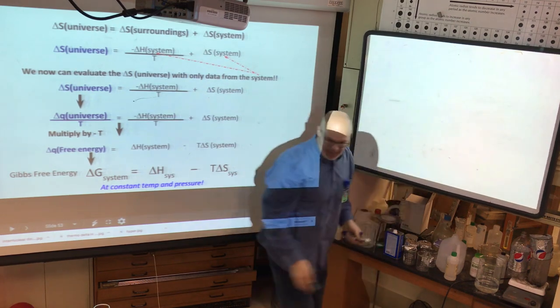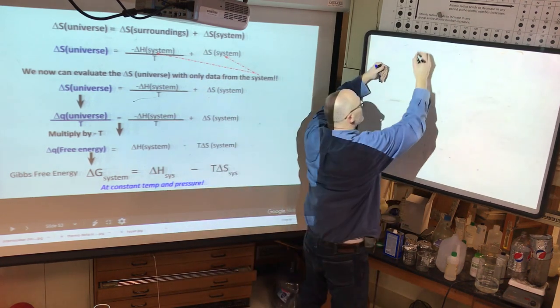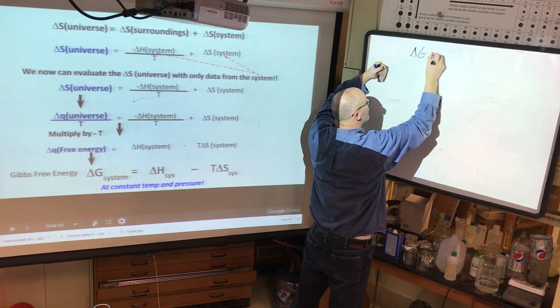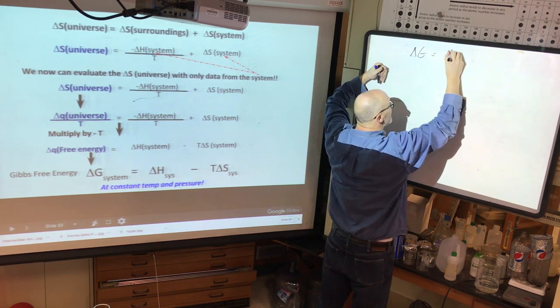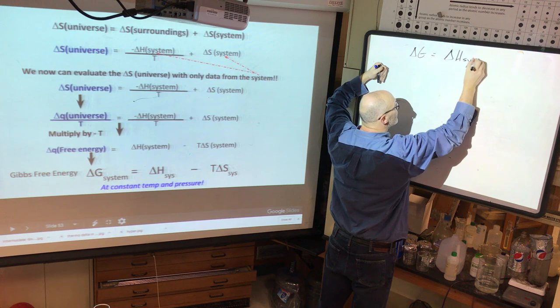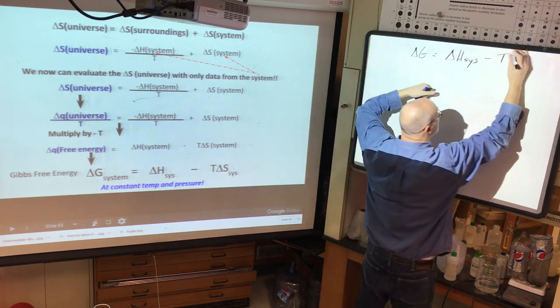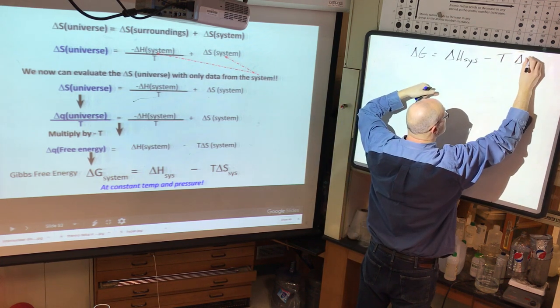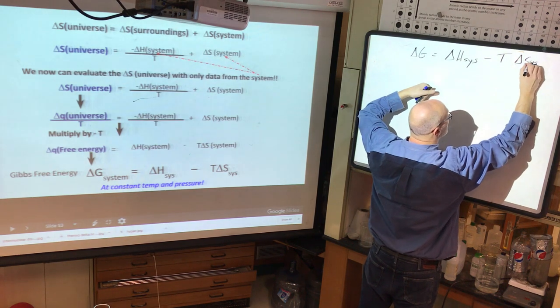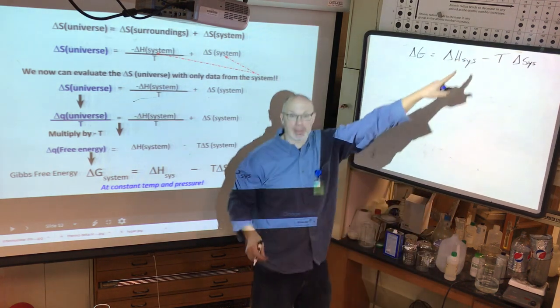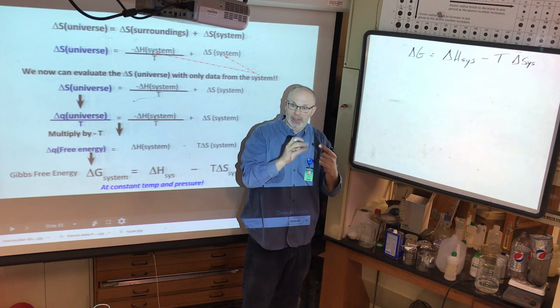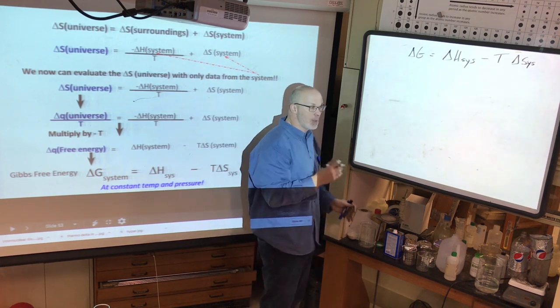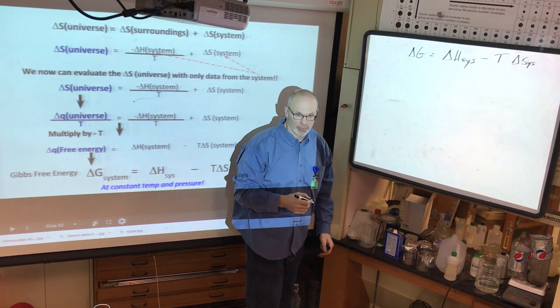All right, now. So, granddaddy of all, here we go. The change in Gibbs free energy is equal to delta H of the system minus temperature in Kelvin, delta S of the system, which is the tables. It's the particle free energy. Okay, here we go. Let's do the always rule, okay?